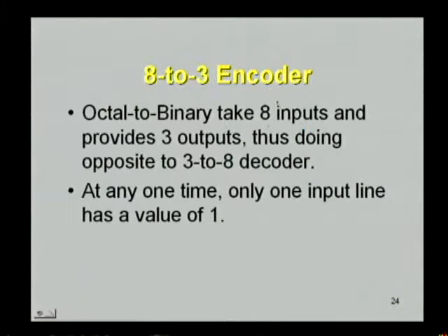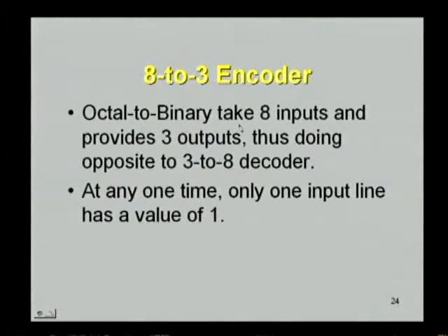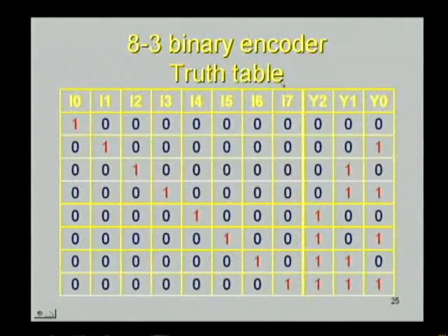Now we see the 8 to 3 encoder. It is the inverse of the 3 to 8 decoder. It is also called an octal to binary encoder. Octal to binary takes 8 inputs and provides 3 outputs, thus doing the opposite of the 3 to 8 decoder. At any one time, only one input line has the value of 1. Now we see the truth table for this.